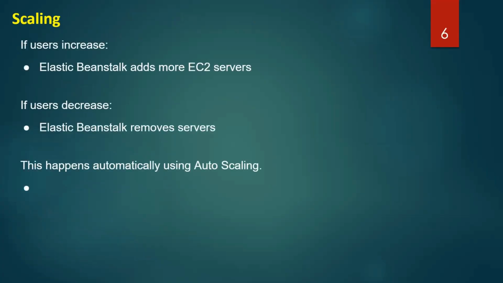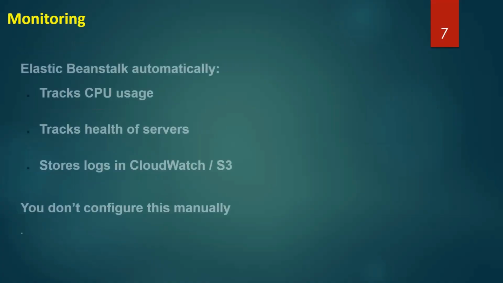Like I explained before, if there are many users, then Elastic Beanstalk adds more servers, and if there are fewer users, then it removes those EC2 instance servers. This happens automatically using auto scaling, and also for monitoring, like I said before, Elastic Beanstalk automatically tracks your CPU usage and the health of servers, and logs them in CloudWatch or in S3. So you don't need to configure this manually.